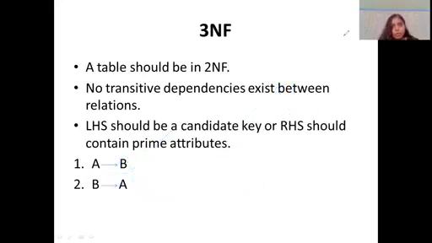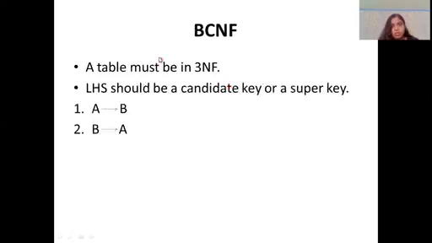The next type of normal form that I have is BCNF. So let me start BCNF. BCNF is Boyce-Codd normal form. This type of normal form is called the most restricted type of normal form. Why? Let's see. The table must be in 3NF.